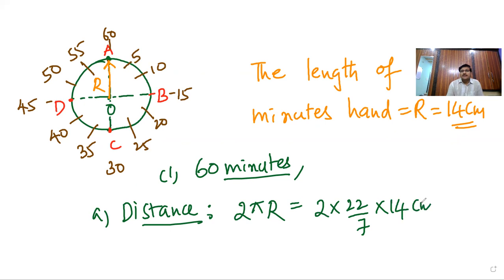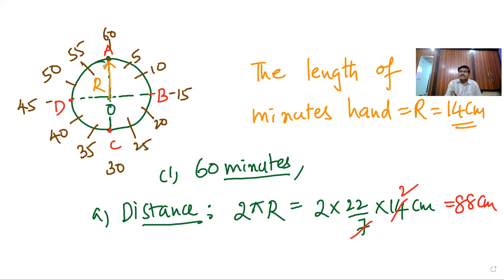Here, if I simplify, 7 twos are 14. So completely it becomes 88 centimeters. 88 centimeter distance. Clear? Now, what is the displacement? It starts from initial position A, completes the 60 minutes circle, and reaches the final position, also A. Complete one round. Same position it is reaching. Displacement is 0. Distance between initial and final is 0.